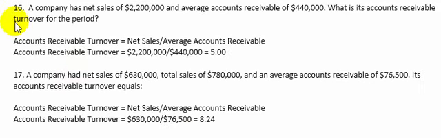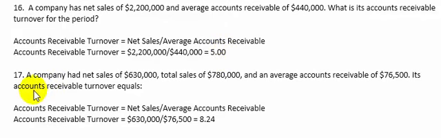Number 16. A company has net sales of $2,200,000 and accounts receivable of $440,000. What is the accounts receivable turnover for the period? Well, it'll be net sales divided by average accounts receivable, and that'll be $2,200,000 divided by $440,000, or the accounts receivable turnover will be 5, and 5 means that it's going to be turning over 5 times during this accounting period, and higher is better, and you don't really know whether 5 is good or not until you look at the past results. Also look at other companies in the same industry.